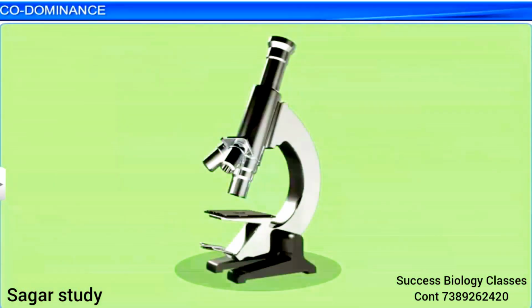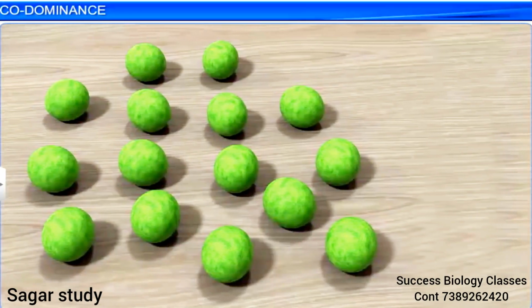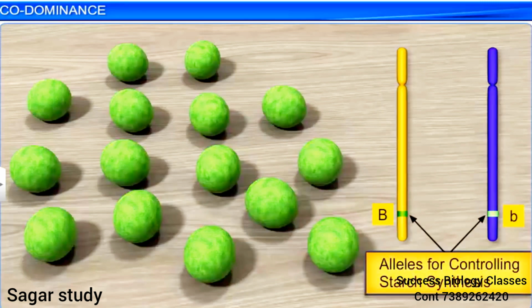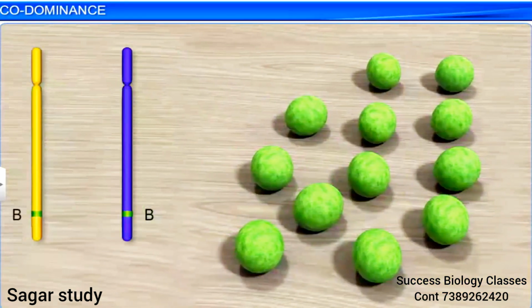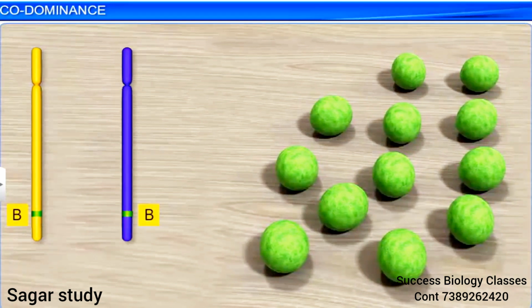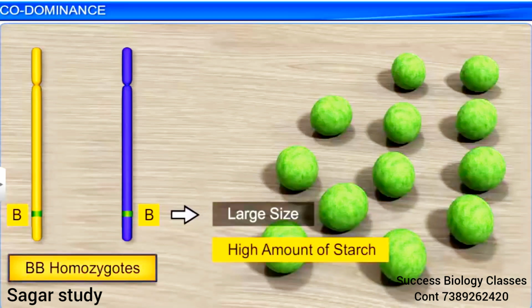Now, let us study an experiment that shows how a single gene may sometimes produce more than one effect. Pea seeds have a single gene with 2 alleles, capital B and small b, that control starch synthesis in them. In the experiment conducted, effective starch synthesis was seen in capital B homozygotes, and the seeds produced were large or had a large amount of starch in them. Moreover, the pea seeds were round.